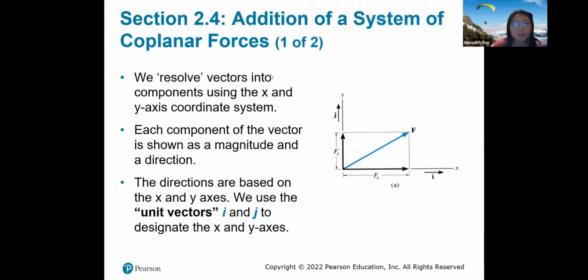Next one over here, addition of a system of coplanar forces. This is section 2.4. This is saying that, given a vector F, I am going to break my vector into a horizontal component and a vertical component. So in other words, I'm going to project F into a horizontal component Fx and a vertical component Fy. And a lot of times we call the Fx component the i component along the x-axis, and the Fy component the j component along the y-axis.